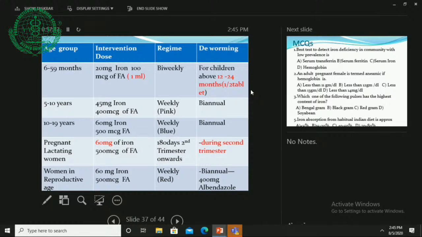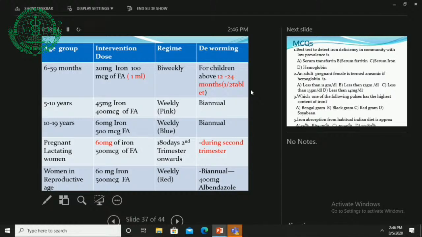Now we'll go to second beneficiary, which is 5 years to 10 years. For children between 5 years to 10 years, the dose is 45 milligrams of iron and 400 micrograms of folic acid. This is given on weekly basis, and it is available in tablet form, and the color of the tablet is pink, because sometimes you may get even visual questions and they might show you these pink tablets and ask you a question. So pink tablets are for children who are in the age group 5 to 10 years.